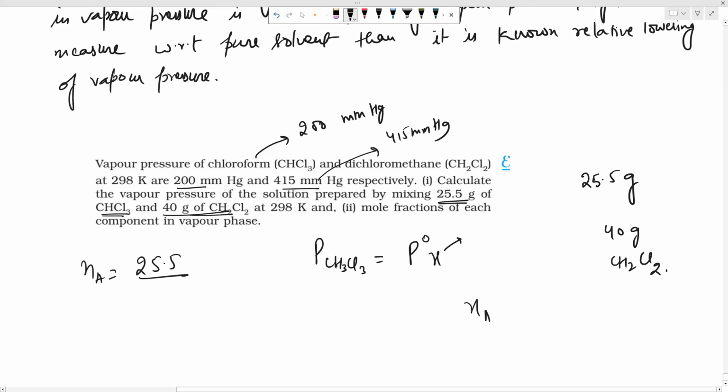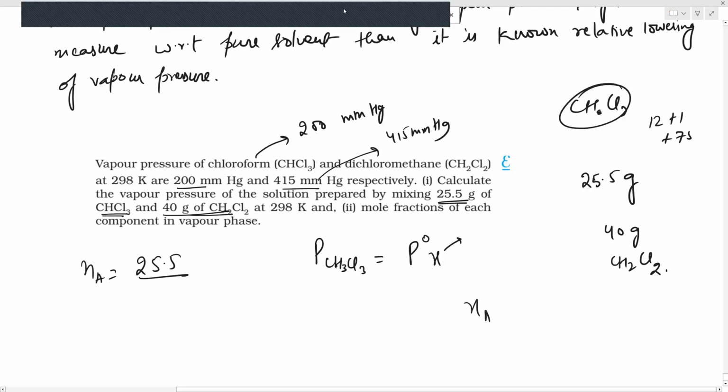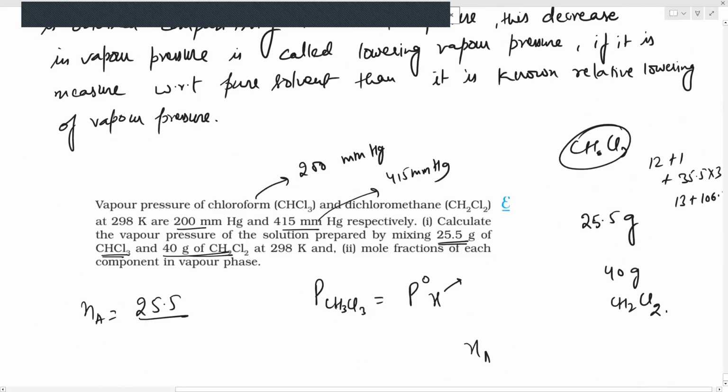What will you get here? CHCl3. What mass are you going to get? Calculate its molecular mass, please. That is 12 plus 1 plus, sorry, not 75, that is 35.5 into 3. You get 13 plus 106.5.